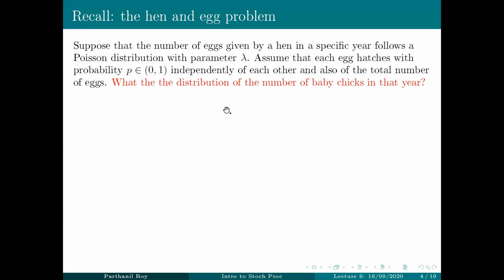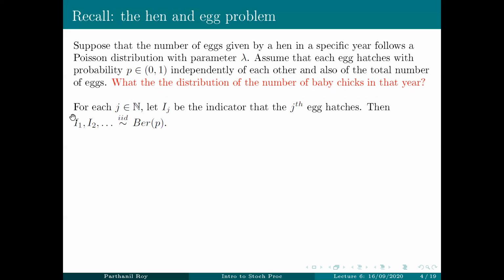So the problem was, suppose the number of eggs given by a hen in a specific year follows a Poisson distribution with parameter lambda. This had nothing to do with Poisson process, it's just about Poisson random variables. Assume that each egg hatches with probability p independently of each other and also independently of the total number of eggs. Then what is the distribution of the number of baby chicks in that year?